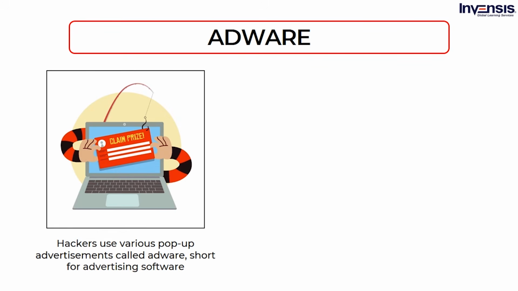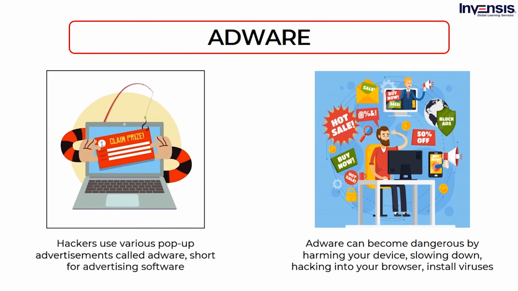The next type of cyber attack is called adware. The cyberattacks where hackers use various pop-up advertisements to show up on a computer or mobile device are called adware, short for advertising software. Adware can become dangerous by harming your device, hacking into your browser, slowing down the device, and installing viruses or spyware or both.